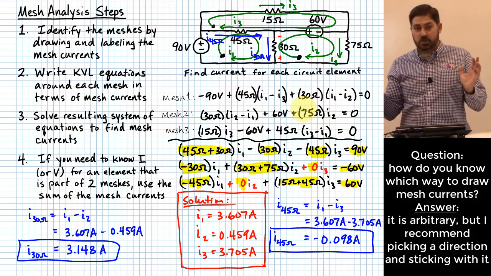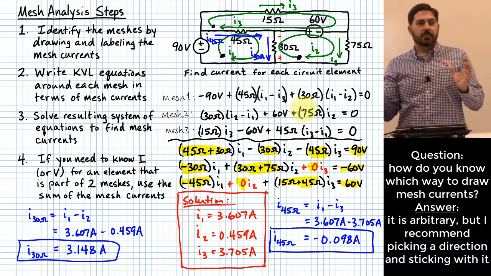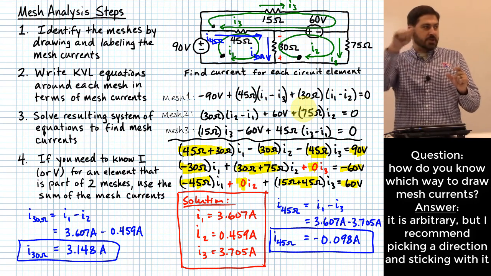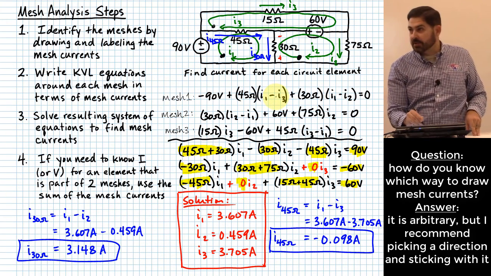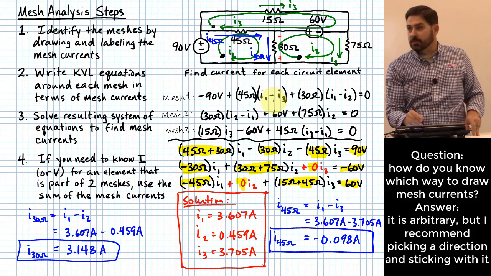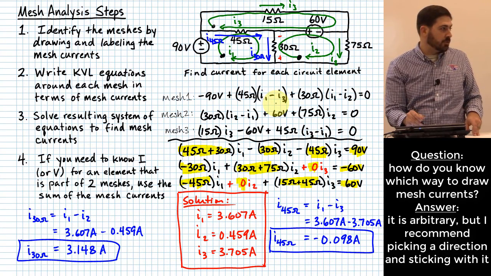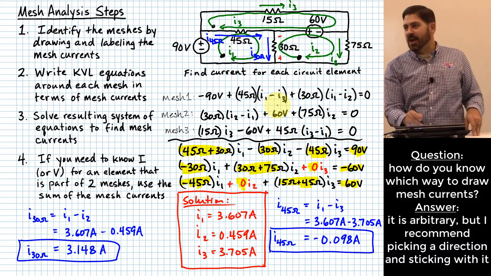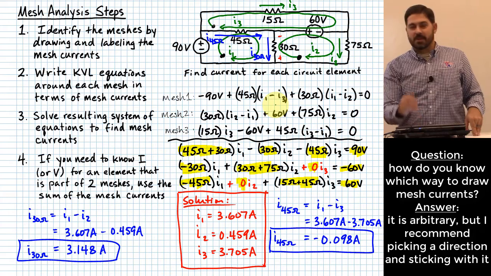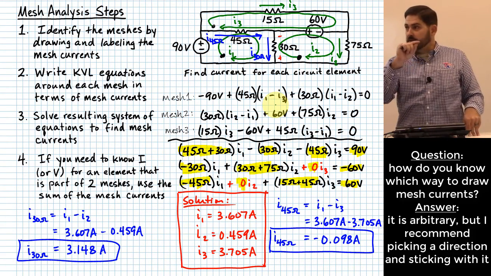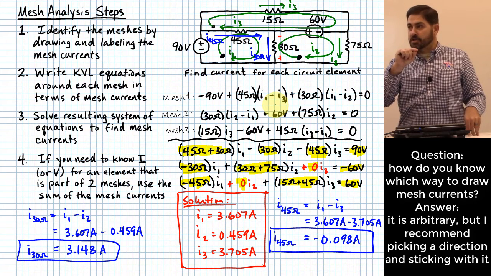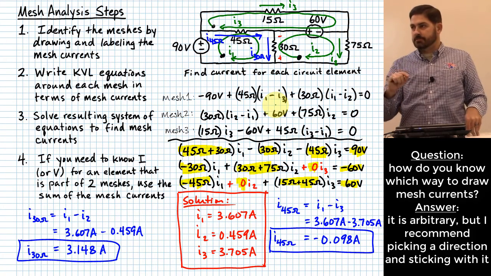Again, that's a choice. You get to do it however you want, but if you choose different directions for your mesh currents, then sometimes you're going to end up with differences of currents, and sometimes you'll end up with sums of currents when you do your individual terms in your loop equations. I find it easier to not make mistakes, let's say it this way, if you choose one current direction and keep that same current direction assumed for all of your mesh currents.